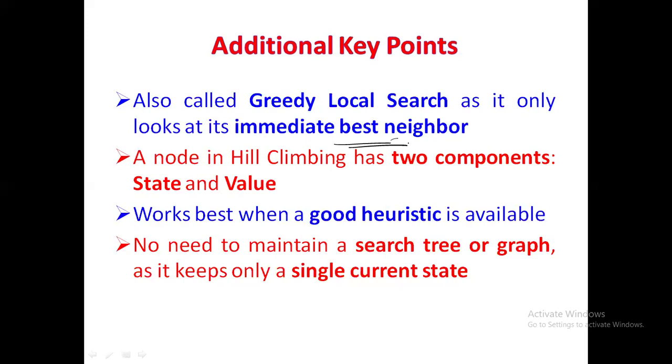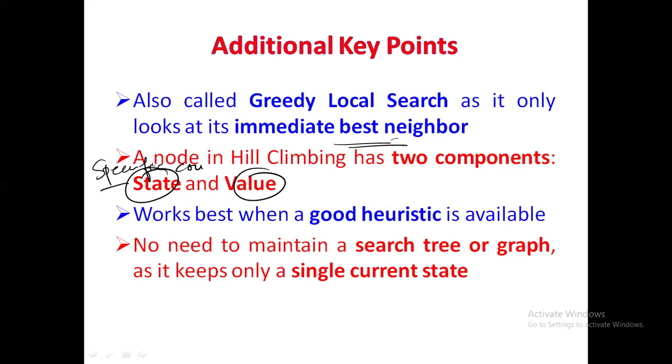Each node in the hill climbing algorithm consists of two essential components. What are the two essential components? State and value. The state represents the specific configuration.